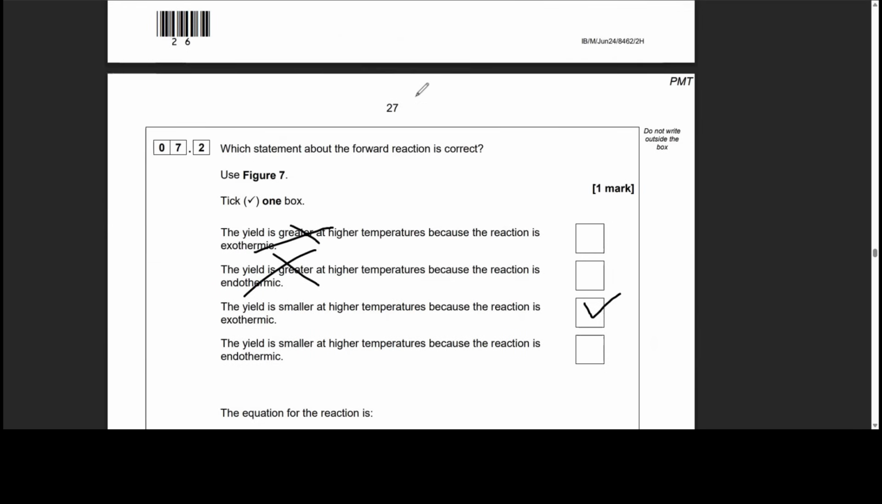The reason why it's low is because of Le Chatelier's principle. If you have a reaction that's endo on the reactant side and exo on the other side, if you make it hot, the reaction is going to go to the cold side, the endo side, and lower your yield. So it must be an exothermic reaction.